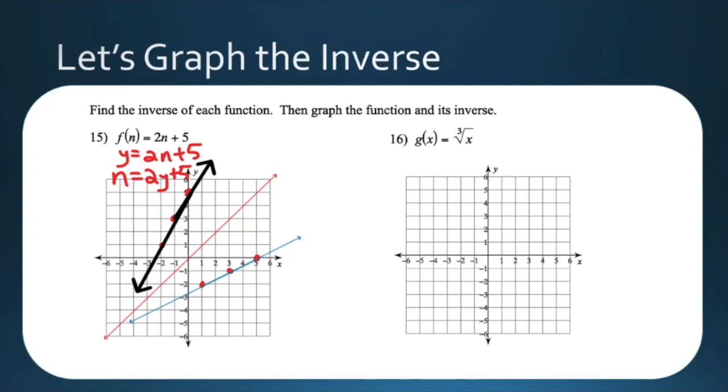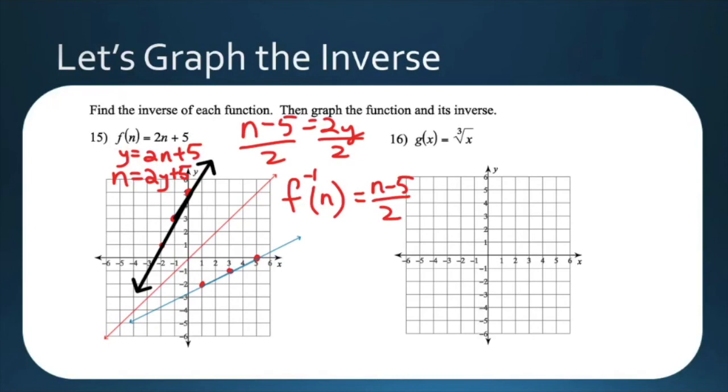I'm going to now solve for y. So we're going to move the 5 over, and so I'll have n minus 5 equals 2y. Divide by 2. We can now do our function notation. Instead of f of n, we're going to have the inverse. And how do I write the inverse? F to the negative one, inverse n. Don't forget, you're using n equals n minus 5 all over 2. There is your inverse.